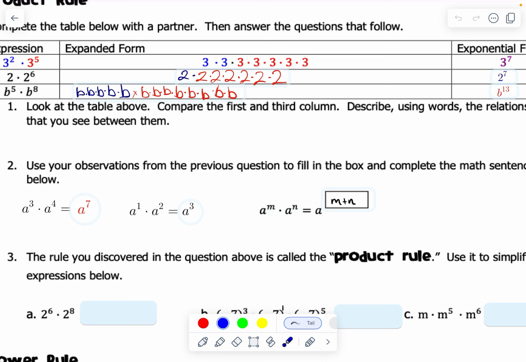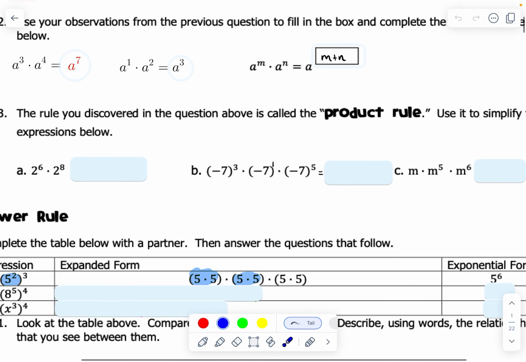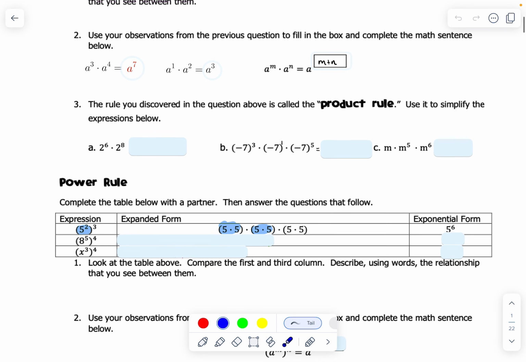And we can sort of see that why up here. If I have 2 3's multiplied together by 5 3's, well, it's really just 3 times itself: 1, 2, 3, 4, 5, 6, 7. We've got 7 3's multiplied together. So this is called the product rule. Take a moment, test it out on number 3. And when you're ready, unpause the video and check the answers.